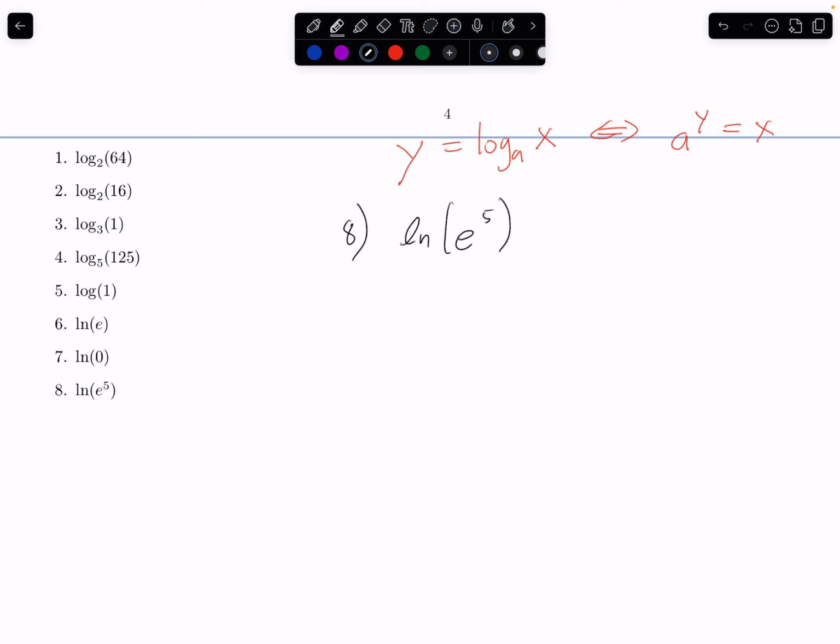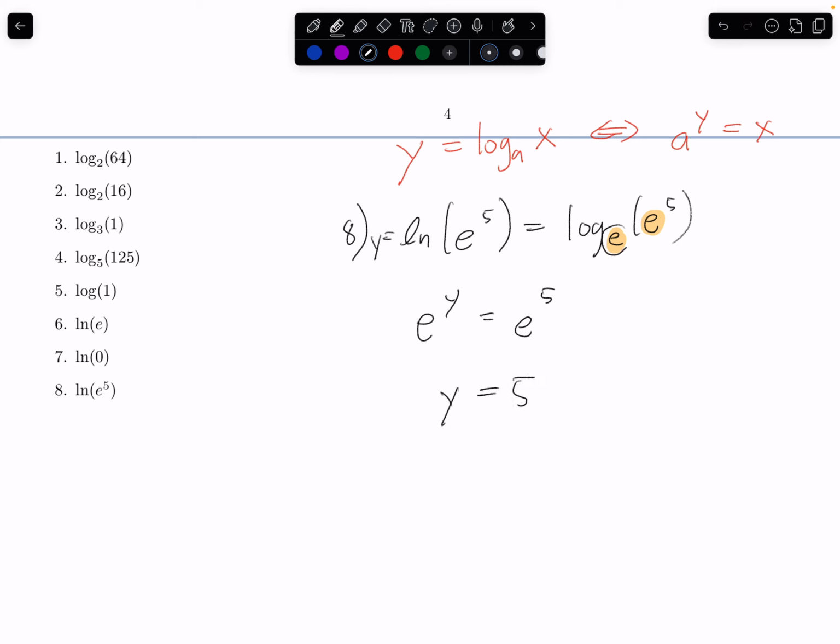Okay, ln of e to the 5. Here we have another general principle, guys. Watch this. What is ln? It's log base e, right? This is actually going to pop out in the rules next time, so it's not really that important here. But check this out. You see how this e matches that e, right? Just think about what this means. If I say y is equal to that, that means e to the y is equal to e to the 5. So this y must have been 5.